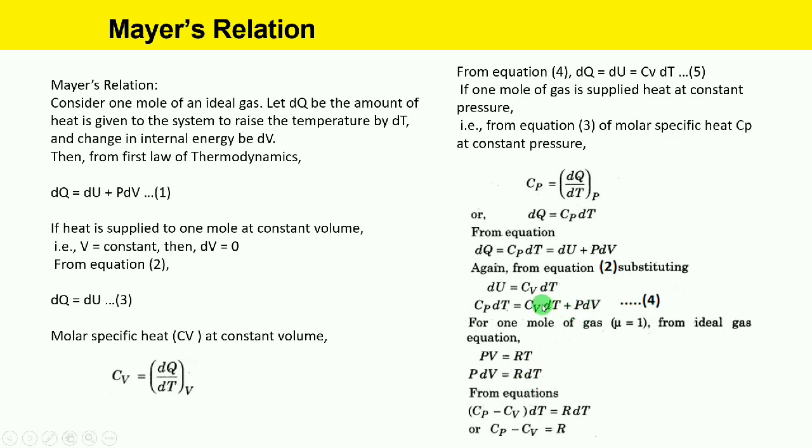What next will we do? We will shift this Cv dT to the other side and take dT common. So Cp minus Cv, dT, is equal to R dT. dT we can cancel from both sides. So Cp minus Cv will be equal to R, that is, molar specific heat at constant pressure minus molar specific heat at constant volume is equal to gas constant. This equation is known as Mayer's relation. A question can be asked to derive Mayer's relation, that is Cp minus Cv equal to R. So this is the derivation.